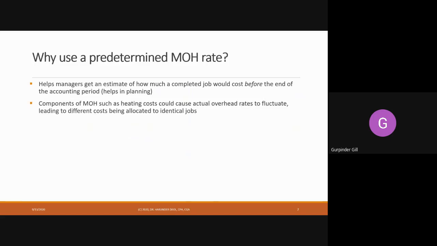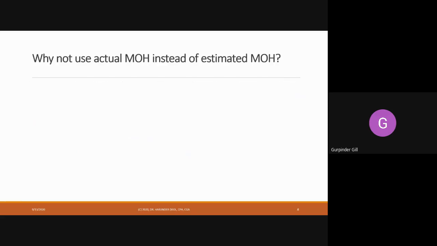So, the components of the manufacturing overhead, such as heating cost, could cause the actual overhead rate to fluctuate. Not all jobs are going to need the same amount of utilities. So, this will lead to different costs being allocated to identical jobs. So, using the predetermined rate would help us keep the records straight and simple.